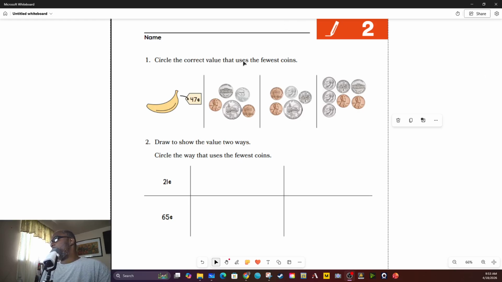Circle the correct value that uses the fewest coins. So they have a banana that's worth 47 cents.